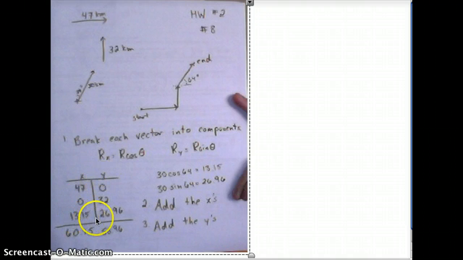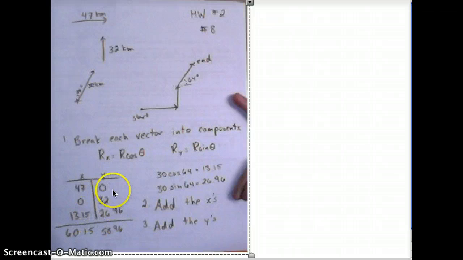The last vector is not on an axis, so I do need to use trig, specifically cosine for the x leg and sine for the y leg. So 30 cosine 64 is 13.15, and 30 sine 64 equals 26.96. Be careful here. If you use the 26 degrees, you'd have to be very careful about what's your adjacent leg and what's your opposite leg. Now the reason why we put all our x's here and all our y's here is that vectors on the same axis add like directed numbers. So everything that's horizontal we can just add like a number.